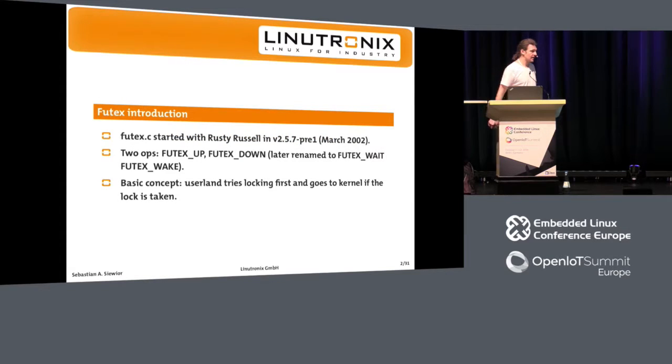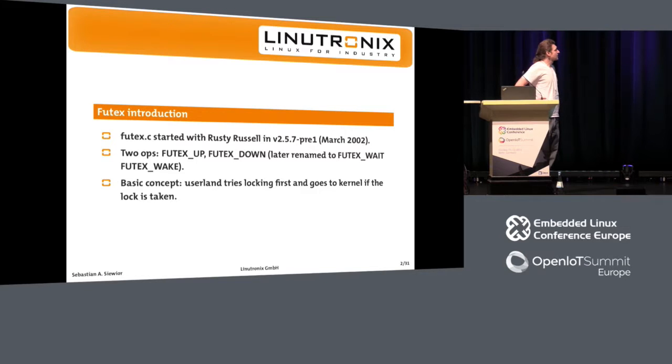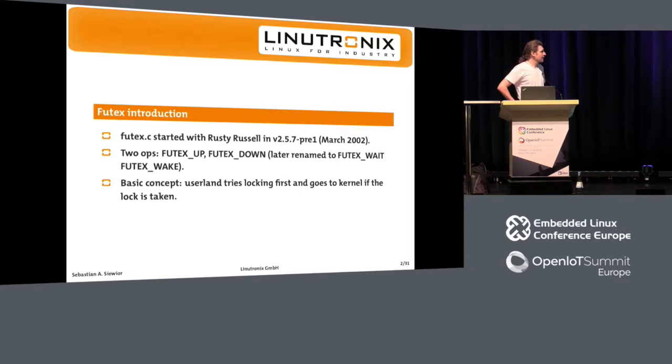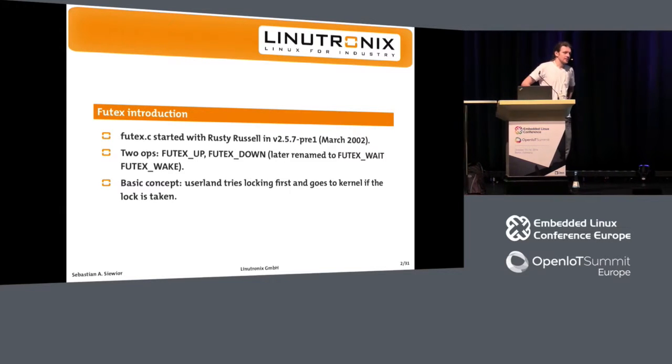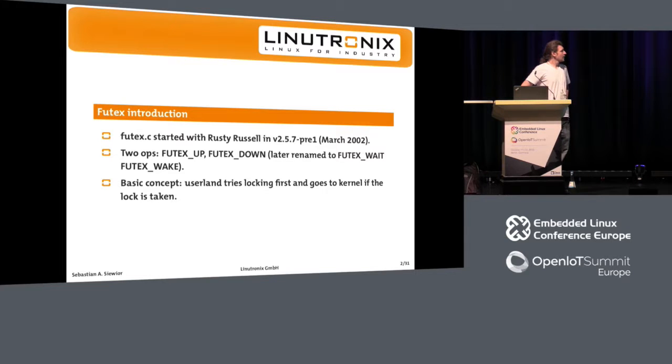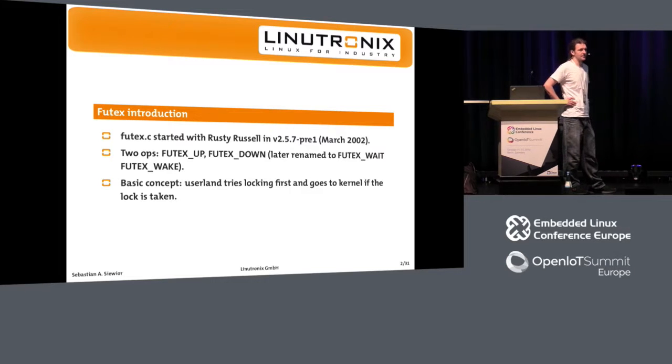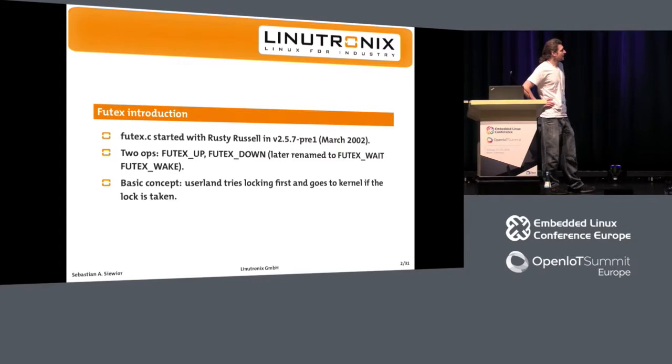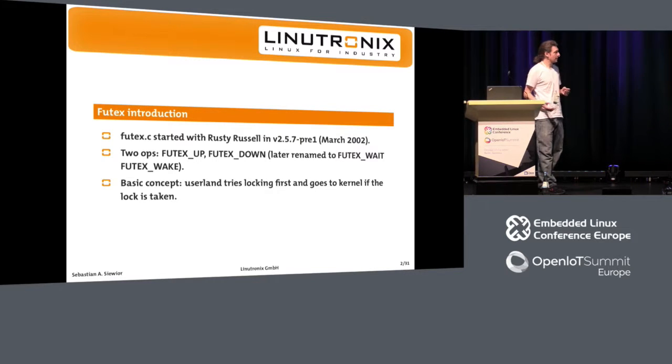The FUTEX code started initially with Rusty Russell in the early 2.5 series. Back then, we did not have any kind of mechanism to suspend a process and wake it up later. So Rusty introduced FUTEX up and FUTEX down, which was modeled after what the semaphore did in userland and what was designed in Unix. So you did down and up for that kind of locking mechanism. A few weeks later, he renamed it to wait and wake, which was mostly what it did.